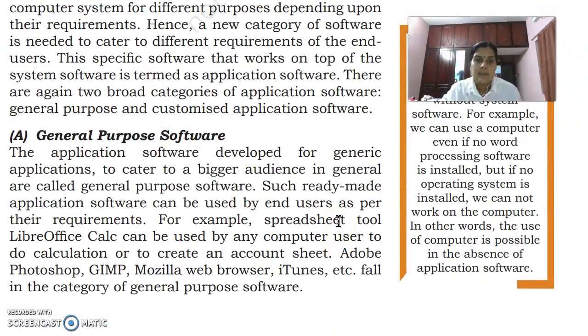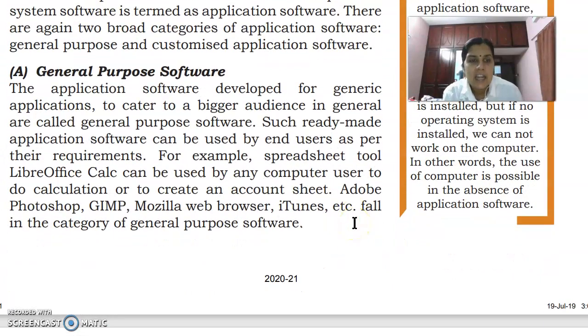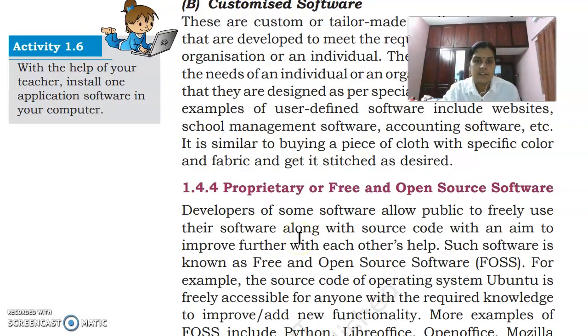General purpose, as the name implies, is used for general purposes; ready-made application software can be used by end users according to their requirements. For example, spreadsheet, Mozilla web browser, iTunes, Photoshop, Adobe Reader. These all are general purpose software. Anyone can use this software. It has a bigger audience because, for example, anyone can use the same MS Word application, which is known as general purpose software.